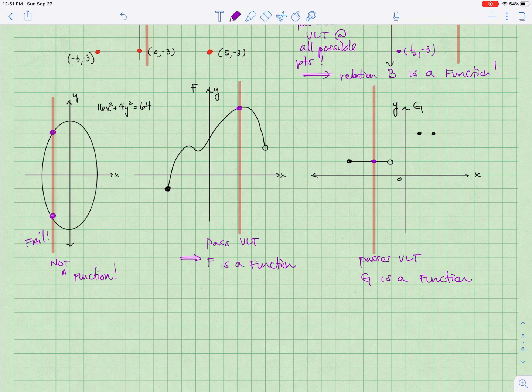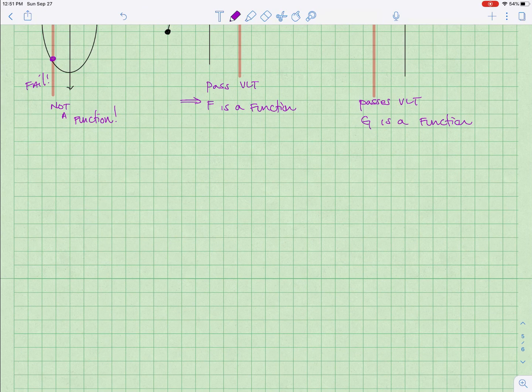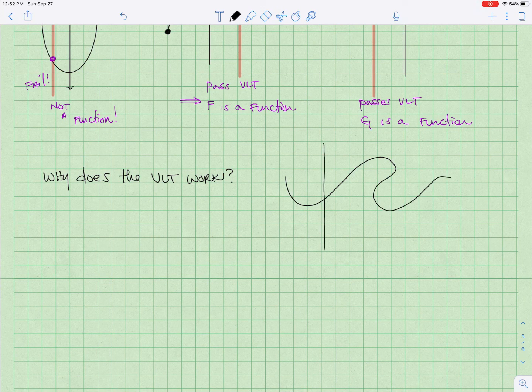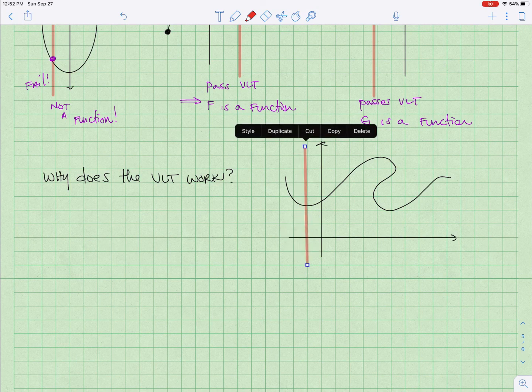But what is the vertical line test doing? What does it mean? Why does the vertical line test work? We know how it works. You just draw a vertical line everywhere and see if it touches the graph more than once. Well, if you have a curve, whatever it looks like, on your XY axis, and you draw a vertical line anywhere, what does that vertical line represent? You guys remember?